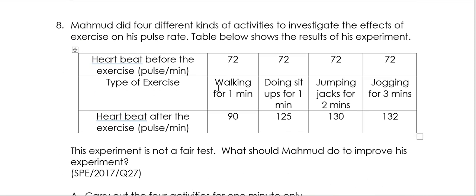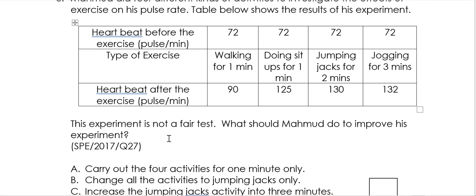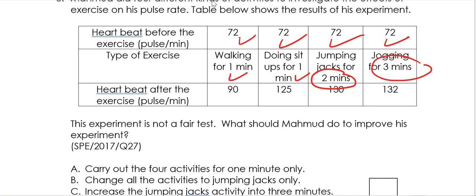Mahmoud did 4 different kinds of activities to investigate the effect of exercise on his pulse rate. So you can see that he did exercises. He took all his pulse rate before, which is 72 beats per minute. So all the starting is the same, so that's pretty good. And then the type of exercise: walking for 1 minute, doing sit-ups for 1 minute, jumping jacks for 2 minutes, and jogging for 3 minutes. Then he also took note of his heartbeat after the exercise.